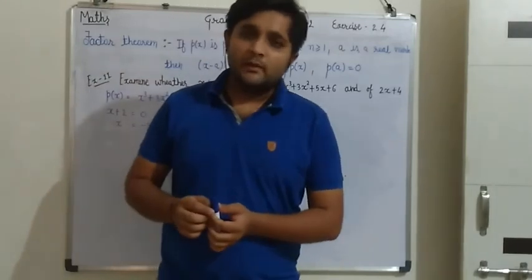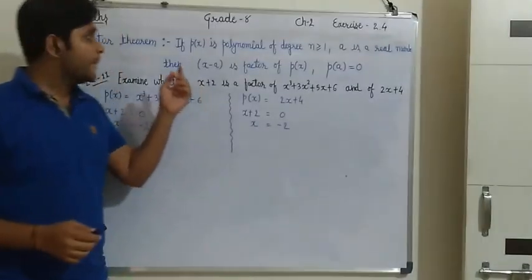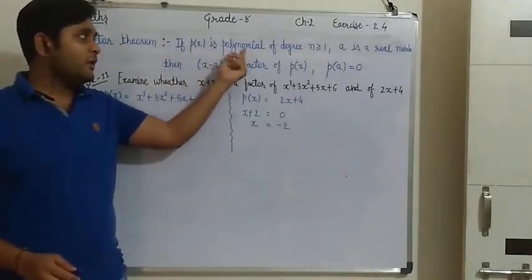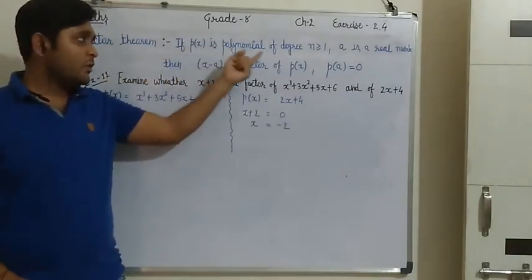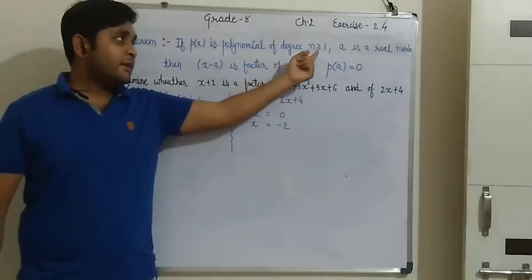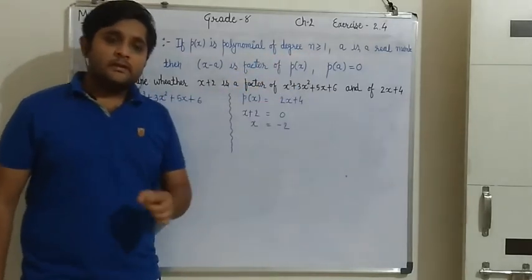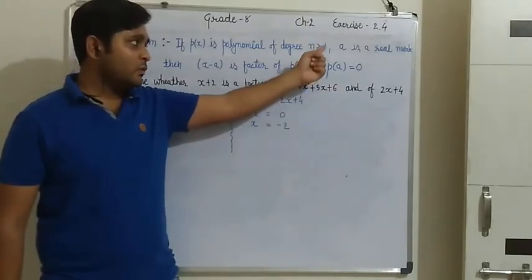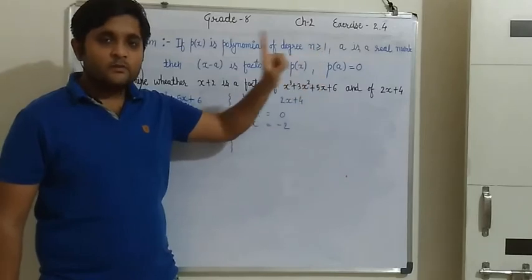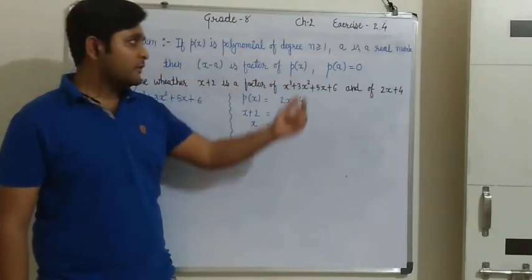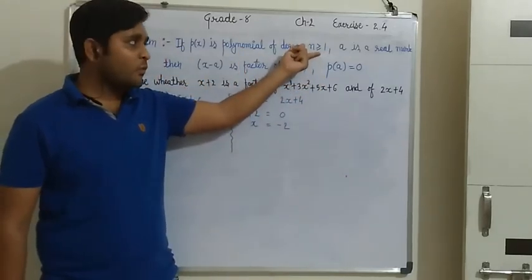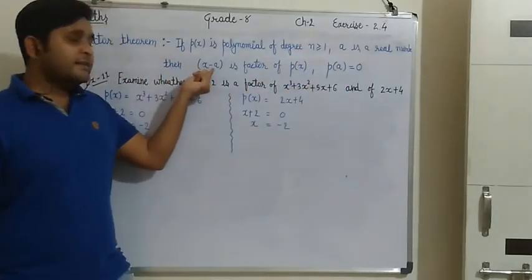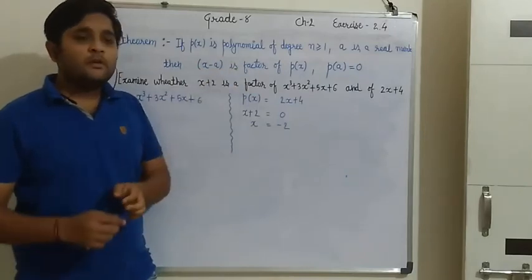So factor theorem. If p of x is a polynomial, means any polynomial p of x of degree n greater than or equal to 1. Degree is 1 or more than 1. So degree n is greater than or equal to 1, where a is a real number, then x minus a is a factor of p of x.